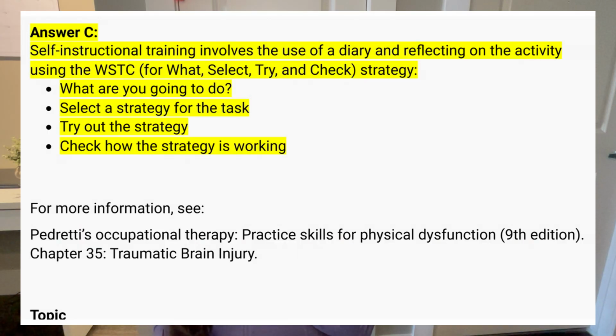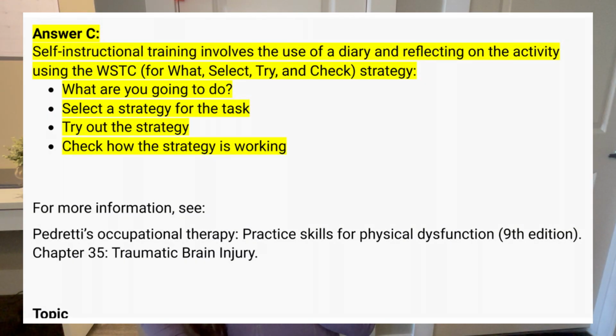So it's not mnemonics. So the reason it wasn't answer C is because self-instructional training involves the use of a diary and reflecting on the activity using the WSTC strategy. Okay, so I was kind of close when I said that self-instructional training had to do more with the person being a little bit more autonomous with their training, and I said something like a to-do list, but here it's saying it's more like journaling. I don't know what WSTC is, but let's review it.